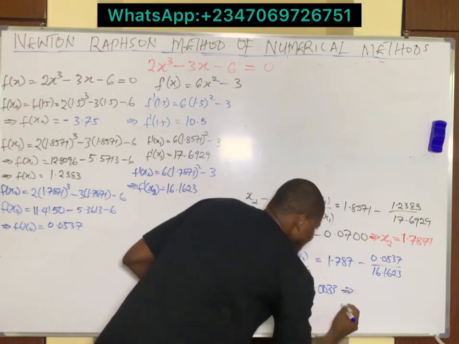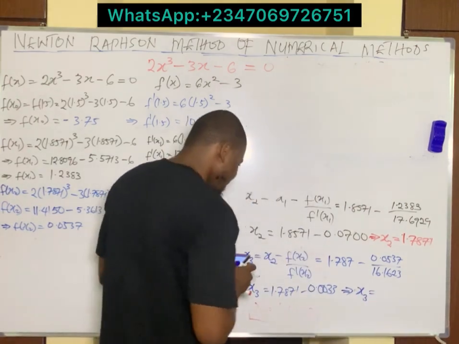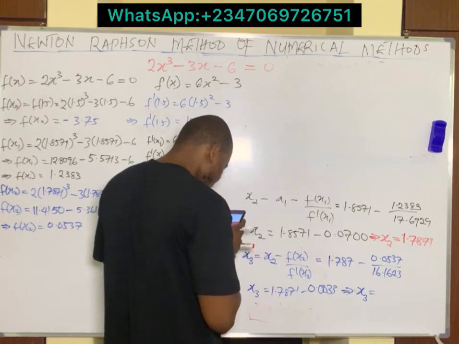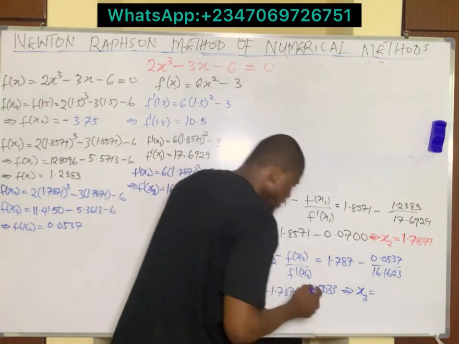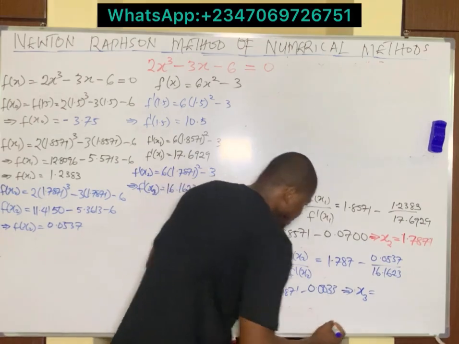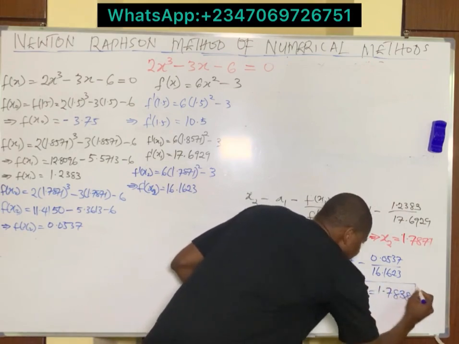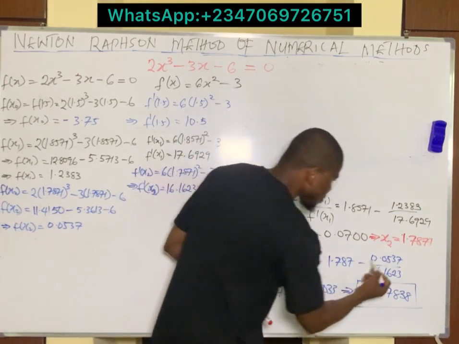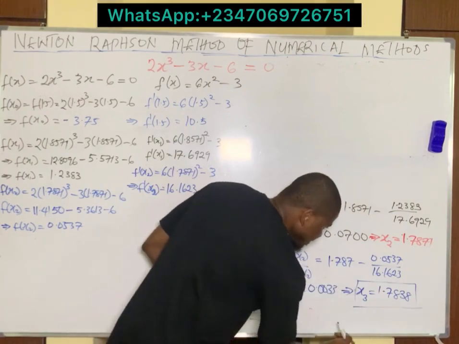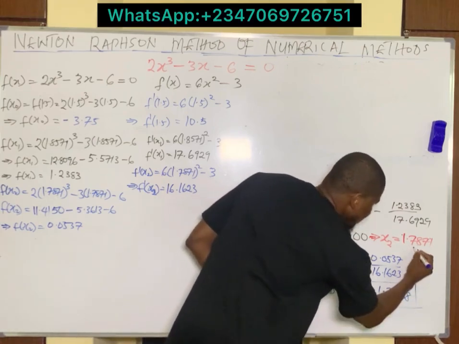This implies we can now find the value of our third root, x3, to be equal to 1.7871 minus 0.0033. That gives us 1.7838. So as can be seen, comparing x3 to x2, x2 gave us 1.7871 and x3 gave us 1.7838. So correct to two decimal places, this root has converged as 1.78.